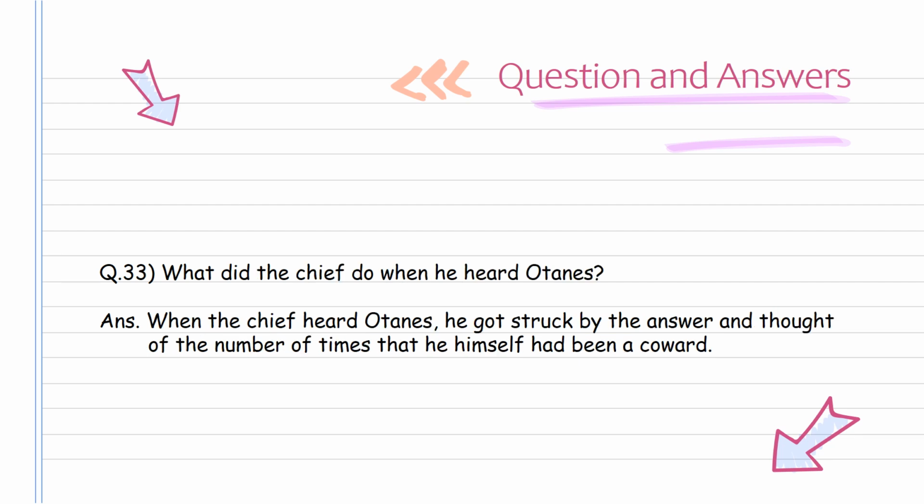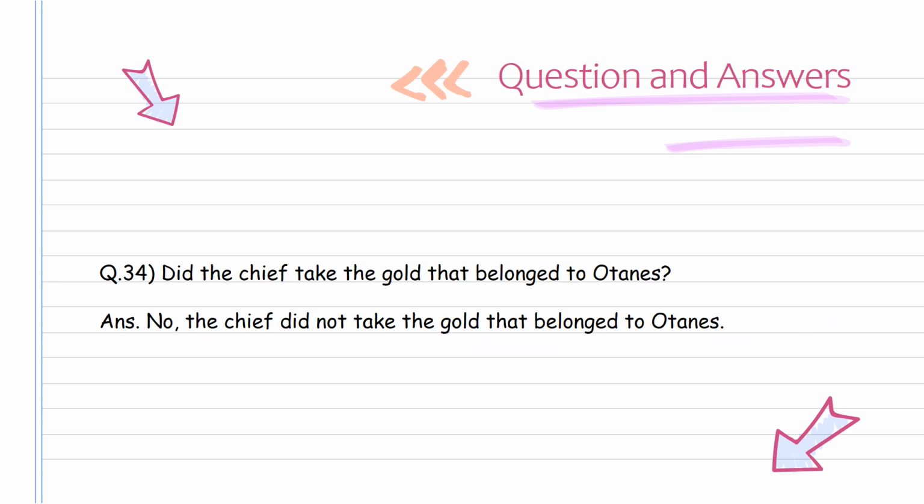Question 33. What did the chief do when he heard Otanes? When the chief heard Otanes, he got struck by the answer and thought of the number of times that he himself had been a coward. Question 34. Did the chief take the gold that belonged to Otanes? No, the chief did not take the gold that belonged to Otanes.